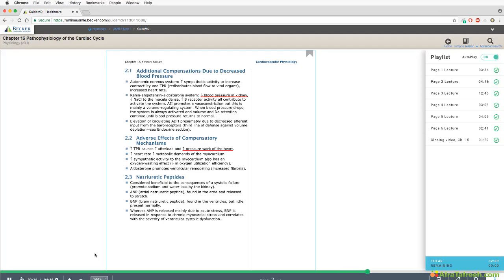Now, atrial natriuretic peptide is found throughout the heart, but mainly in the right atrium. It's released in response to stress. It is released in response to a volume overload on the venous side of the circulation.